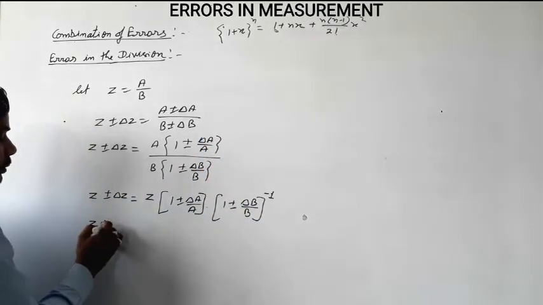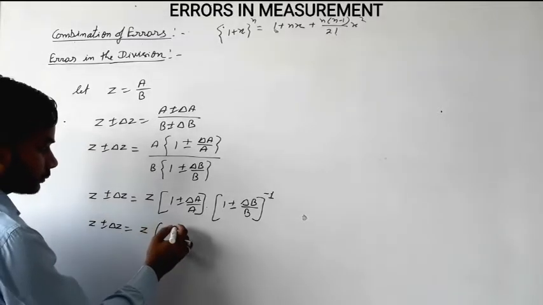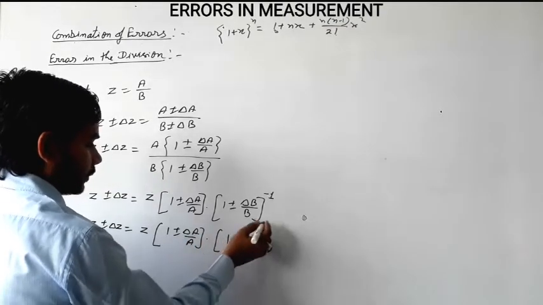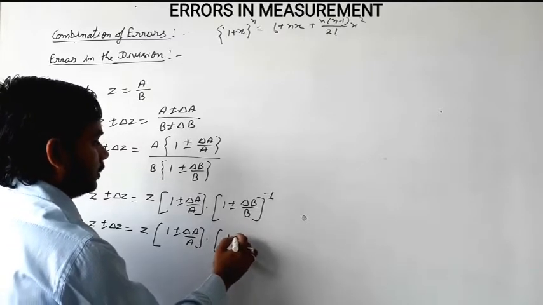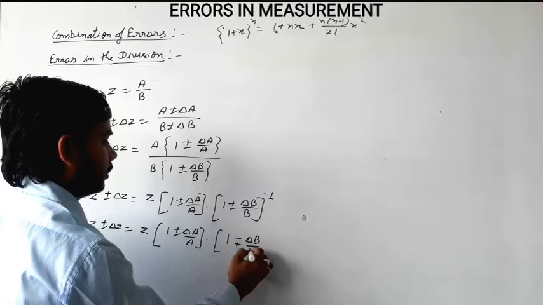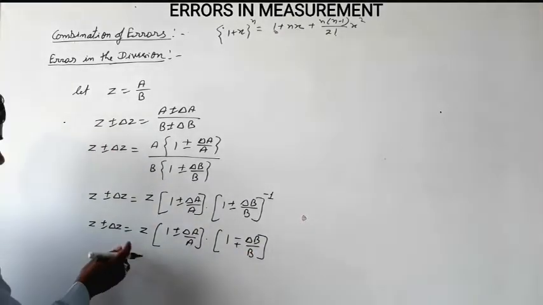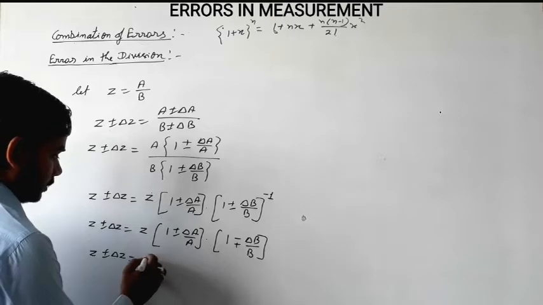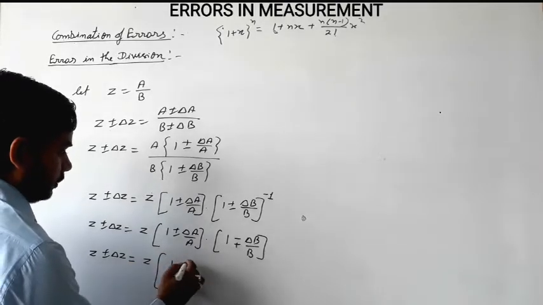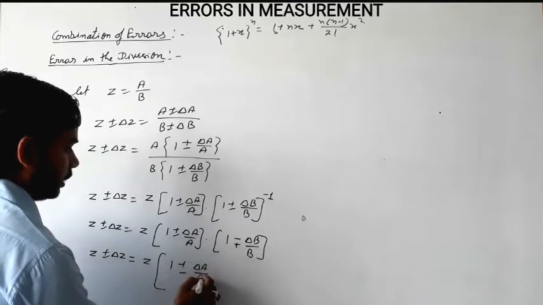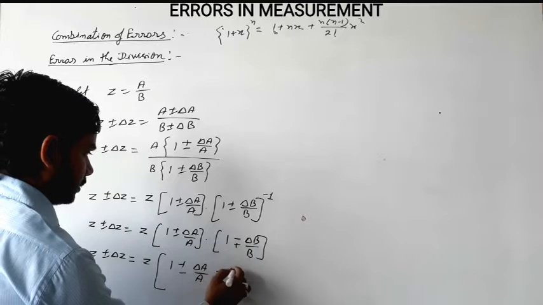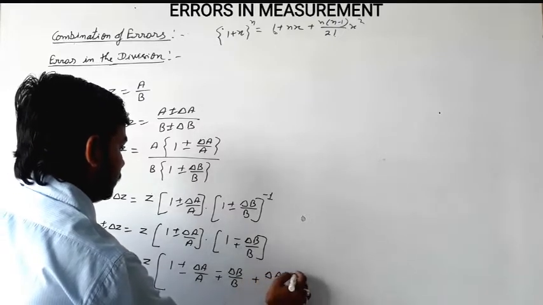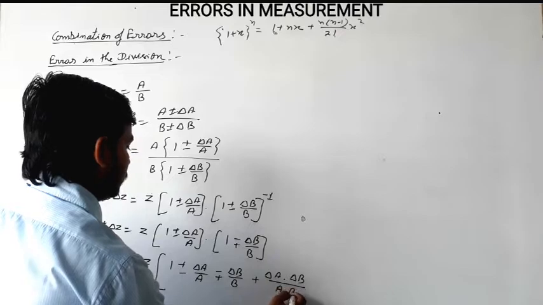So we can write z ± Δz = z(1 ± Δa/a) into (1 ∓ Δb/b). Now we multiply this, so this is z(1 ± Δa/a) and this will be ∓ Δb/b. Now this is plus (Δa × Δb)/(a × b).